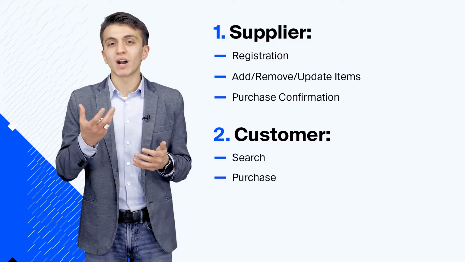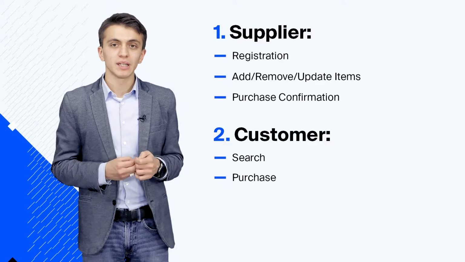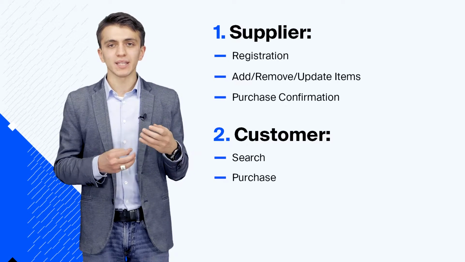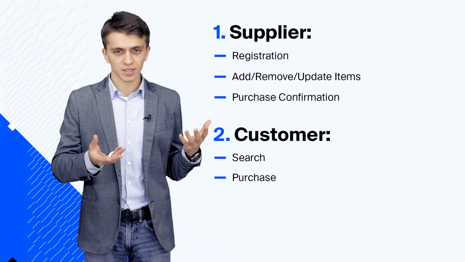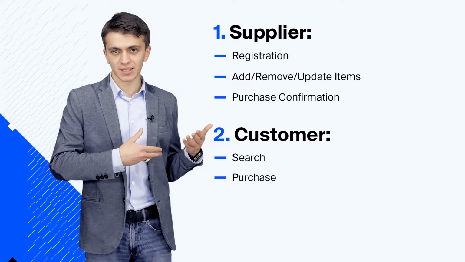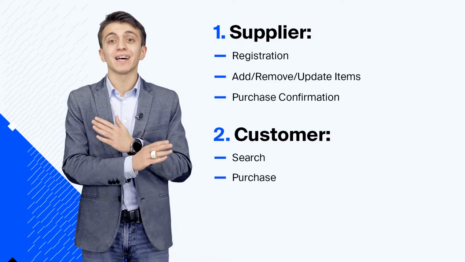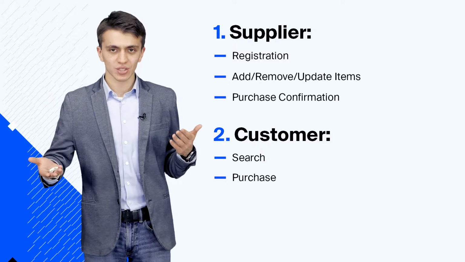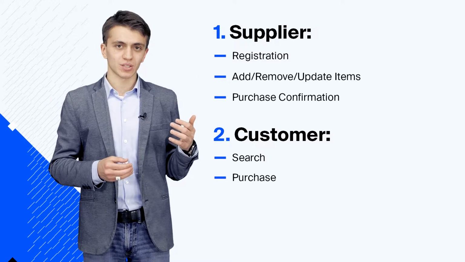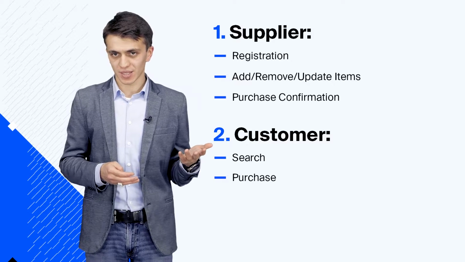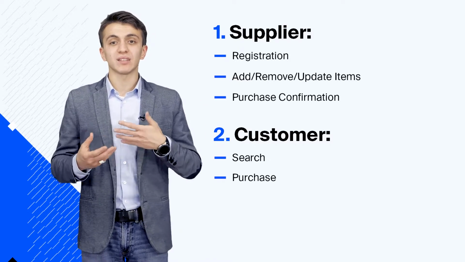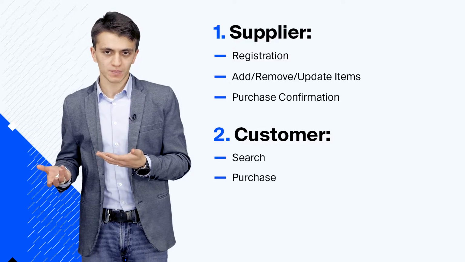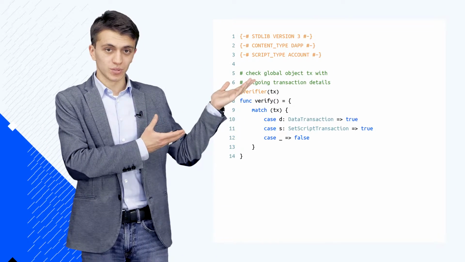How can we use smart accounts in our application? The very basic and simple way is to allow data transactions for suppliers, because they should be able to update the data about their items, and deny all other transactions except the setScript transaction. Why do we make that exception for the setScript transaction? Because it is required for us to update the smart account logic in the future. So here's a simple code.